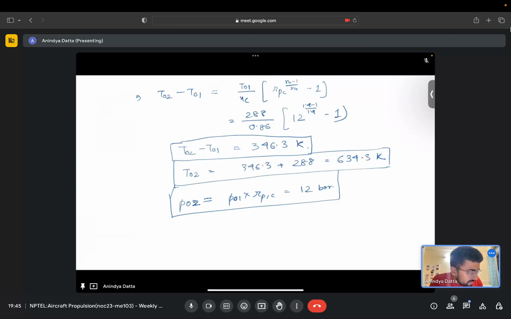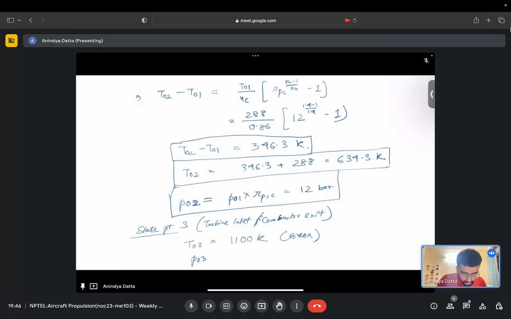So the next step is to find the state point 3, which is the turbine inlet or combustor exit. Here the temperature T03, which is 1100 Kelvin, is given as the turbine inlet temperature. And the next thing is the pressure P03, the pressure at combustor exit.